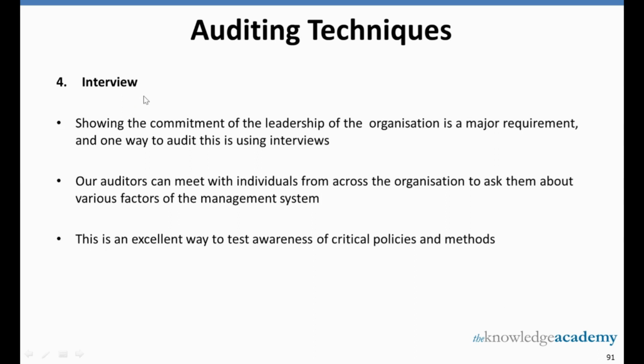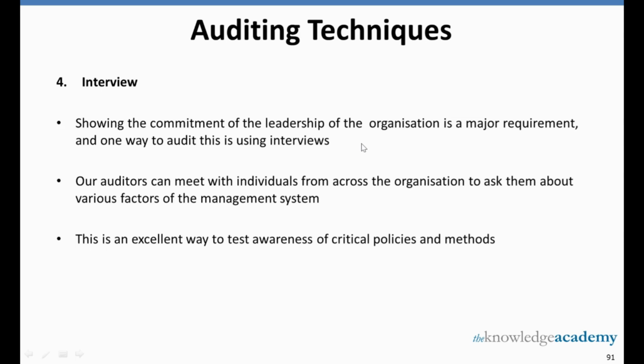Then we have the fourth technique, interview. Showing the commitment of the leadership of the organization is a major requirement, and one way to audit this is using interviews. Auditors can meet with individuals from across the organization to ask them about various factors of the management system. This is an excellent way to test awareness of critical policies and methods. So here we will be able to determine how the process is working, how the leadership is working in the organization, and how they are portraying themselves to their employees.